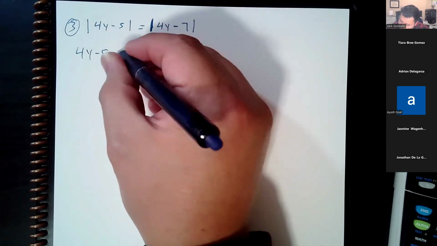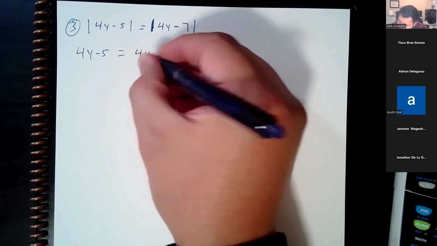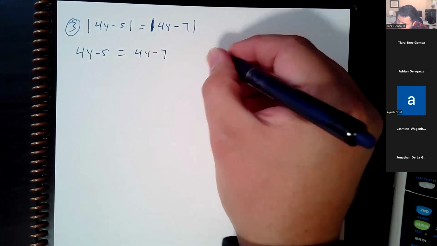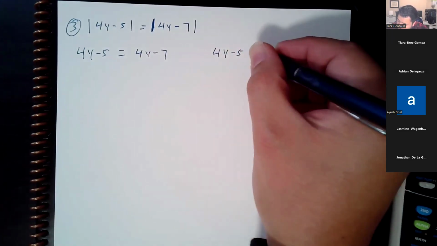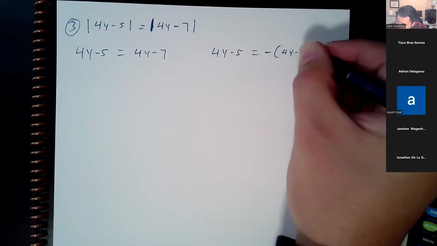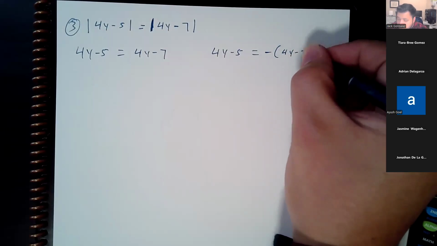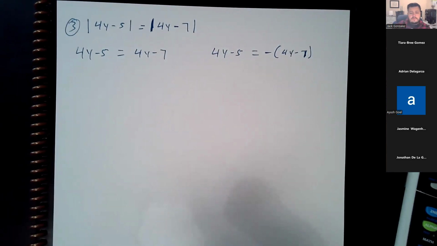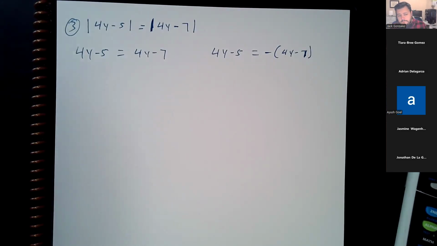So the left-hand side equal to the right-hand side, and then this side equal to the negative version of the right-hand side. But notice I got to put the negative on the whole thing, sorry. Does that make sense how we set it up? Property 4. Just doing what it said.